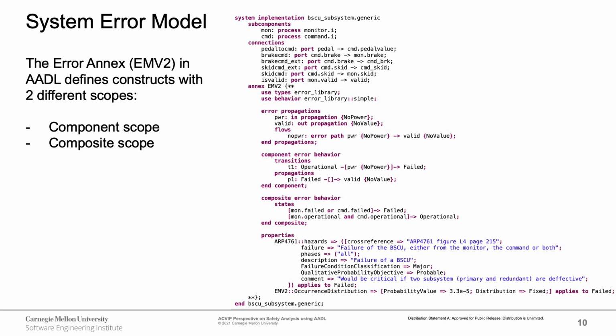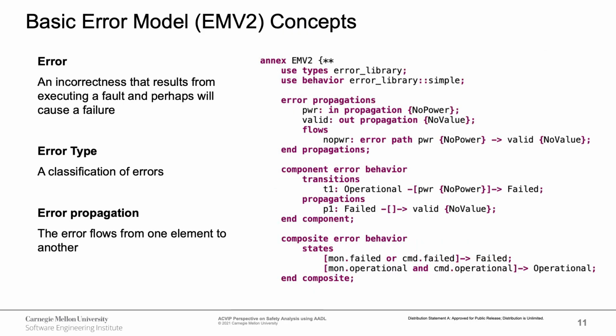The objective of these error models is to represent possible errors and design control flaws which handle those errors as close to the error source as possible. So what is an error? An error is an incorrectness that results from executing a fault and perhaps will cause a failure. In our example code, we'll use no power as an error.